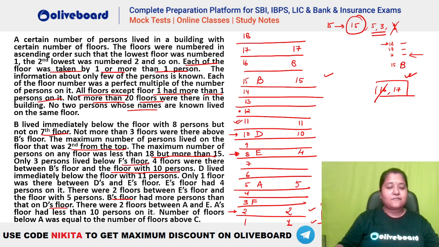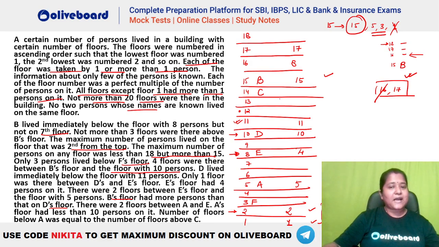Okay. After that, number of floors below A, you can see we have 1, 2, 3, 4. So 4 floors below A was equal to the number of floors above C. That means 1, 2, 3, 4, this should be your C here. Okay. So this will be the final arrangement that you should be getting. So can the total number of persons in this building be calculated? No, we cannot calculate because there are a lot of possibilities for floor number 18, floor number 12, right?